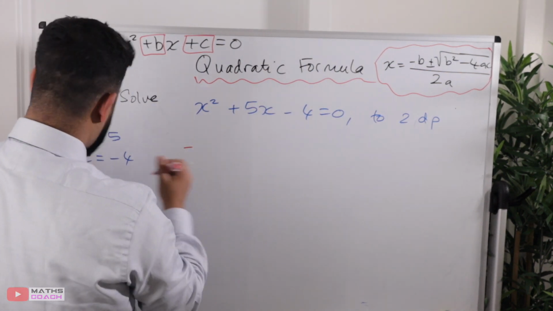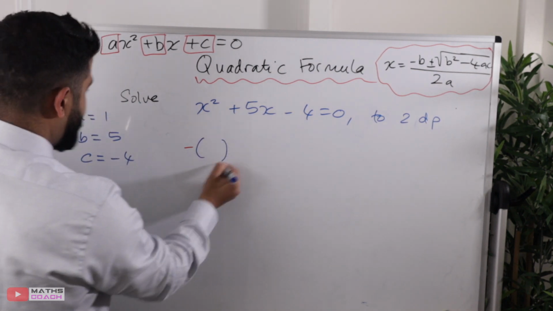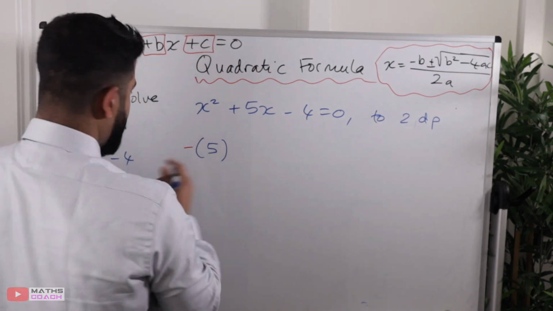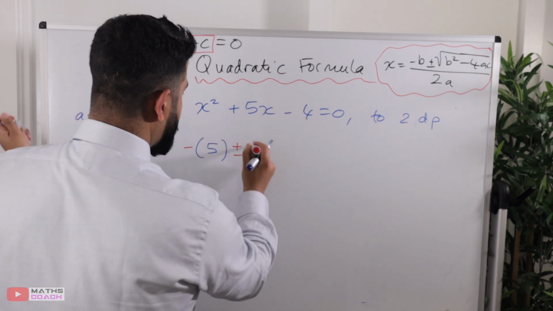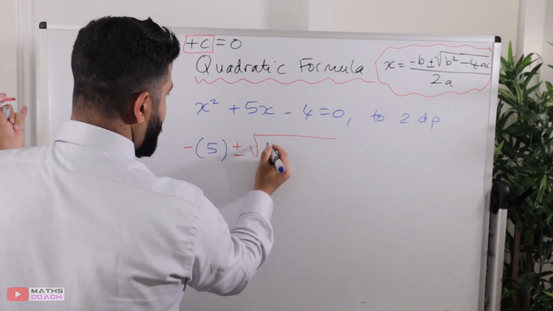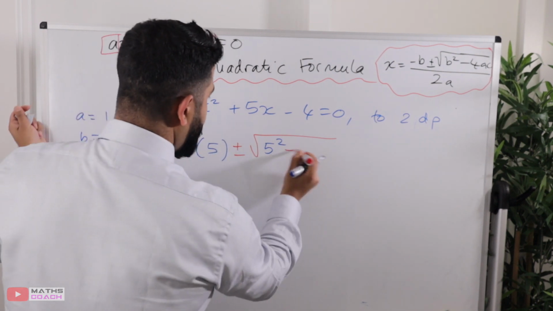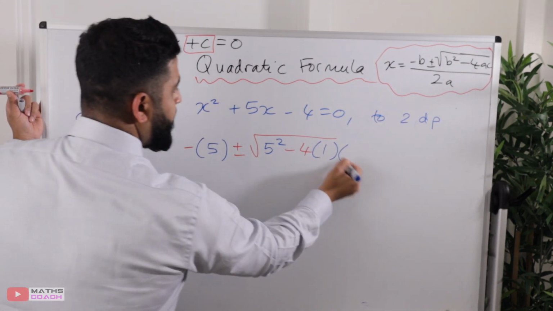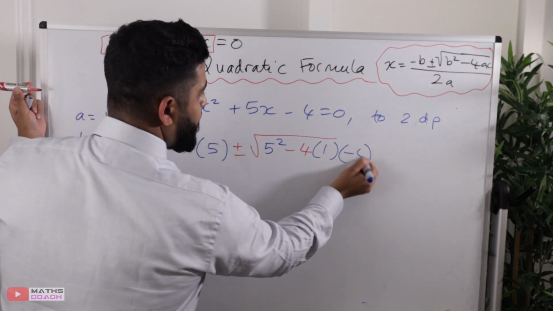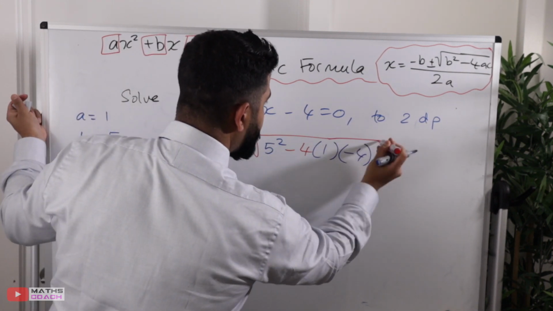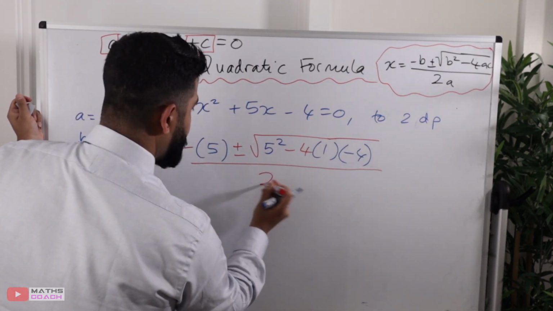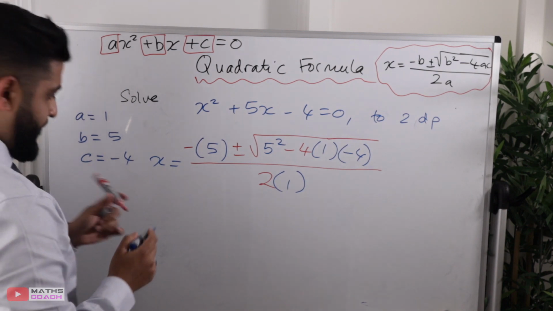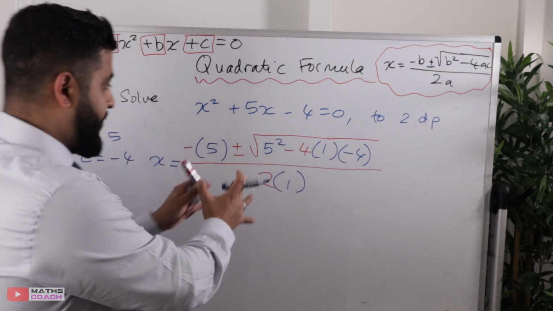So what do we have? We have minus, and then we have b. So b will go inside here, so I'll just put that into a bracket. I didn't need to because it's not negative this time. Okay, so plus and minus square root. Again, we've got b squared, so 5 squared, and then minus 4 times by a, which is 1, times by c, which is minus 4. And I'll just extend this out a little bit. And that's going to be all over 2 times a, and a is 1, and that's equal to x. So step number 1 done, where we've substituted the values into the formula.